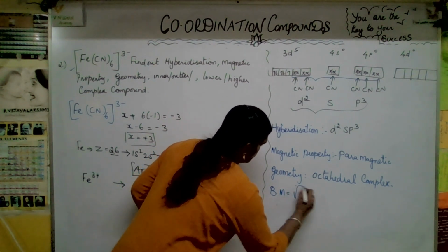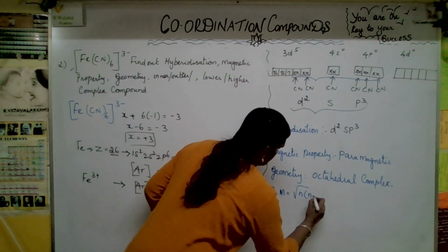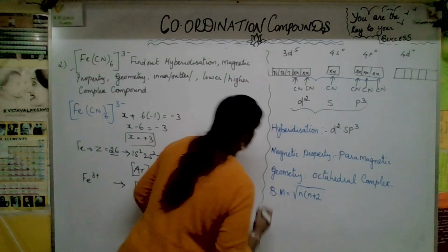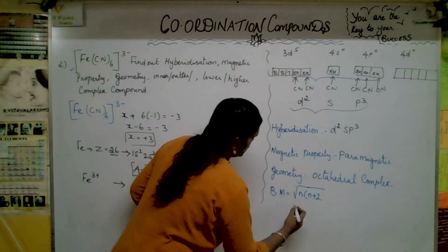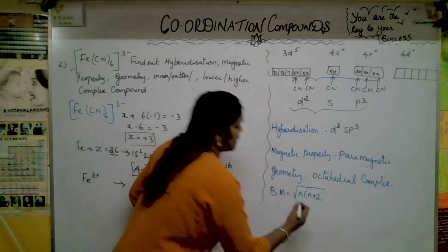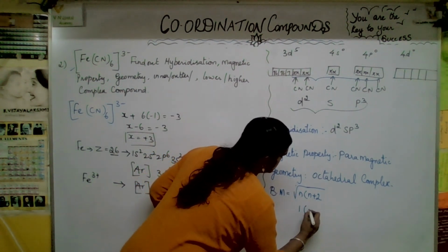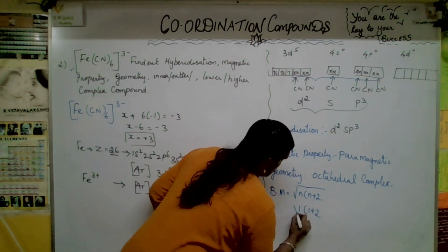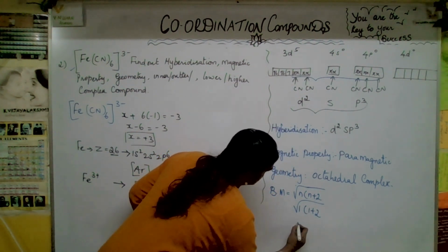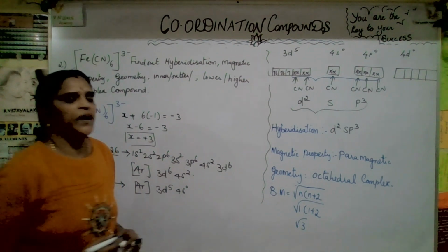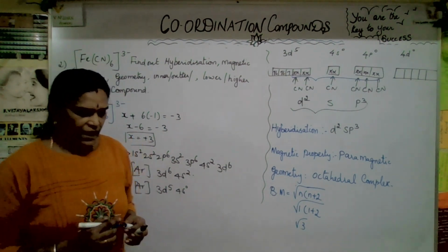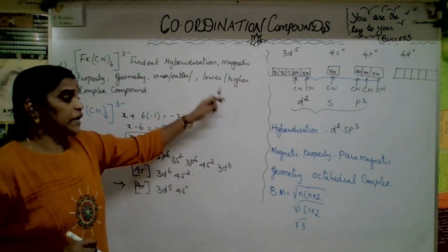BM is equal to root of n into n plus 2. So how many lone pair of electrons? That is only one, right? Here, unpaired electron 1. So 1 into 1 plus 2. So how many? Here 3 only, right? So it is paramagnetic in nature. Hope you're clear with that.